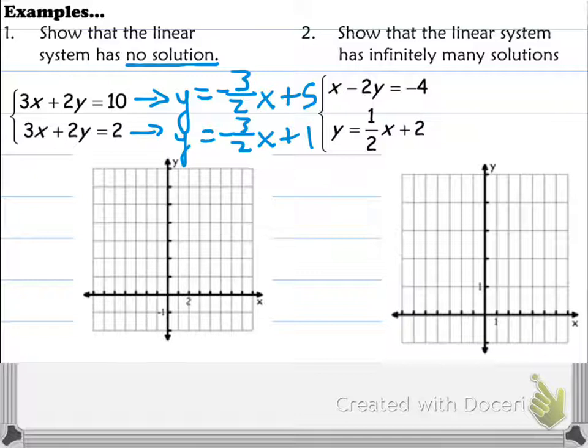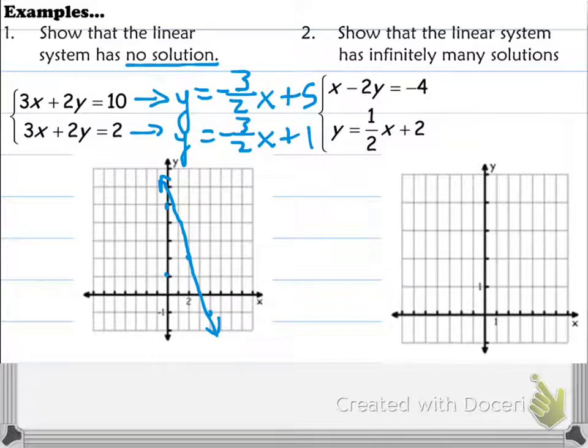I'm going to start up 5. 1, 2, 3, 4, 5. Right here, about. And then I'm going to go down 3 over 2 to graph. So down 3 over 2 might get me about right there. And then I can do that a couple more times just to get a decent picture. Down 3 over 2 again. So my line is going to look something like this. Okay, now I'm going to graph my other one. I'm going to start up 1 and then go down 3 over 2.